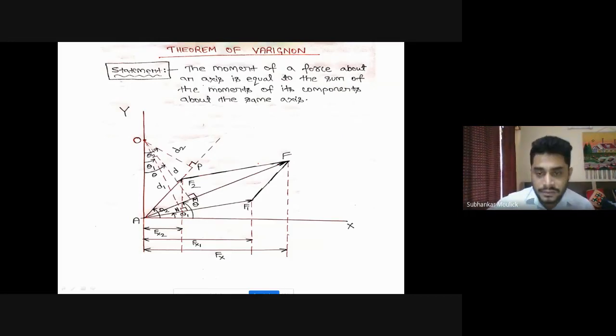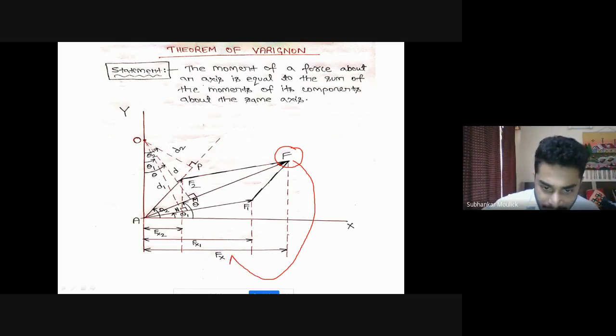So let us assume that this force F has a component along the x-axis, and that component is Fx. That means from the tip of this force, drop a vertical line to the x-axis from this origin. This will be the magnitude of Fx.